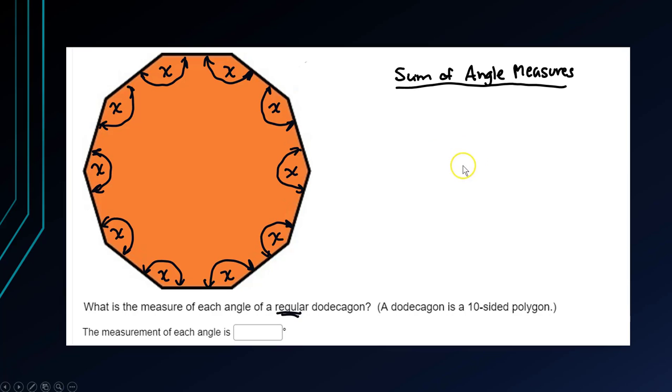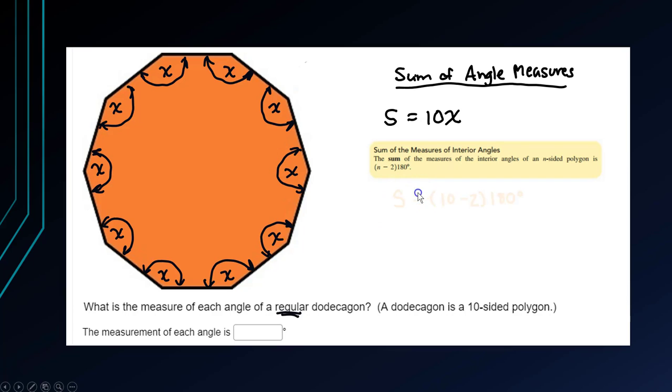Now, there's two ways I can express this. Obviously, since there are 10 angles in this dodecagon, and they're all the same size, then the sum of the angles should be 10 times whatever the measurement of x is here. We also have a rule that says the sum of the measures of interior angles for an n-sided polygon is given by the formula (n minus 2) times 180 degrees. That means that the sum of the angles for this dodecagon can also be found by doing (10 minus 2), because there's 10 sides, times 180 degrees.